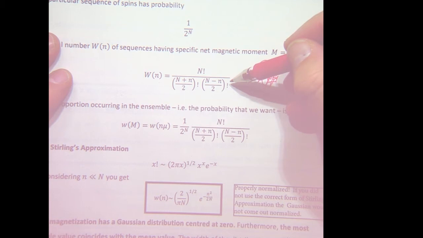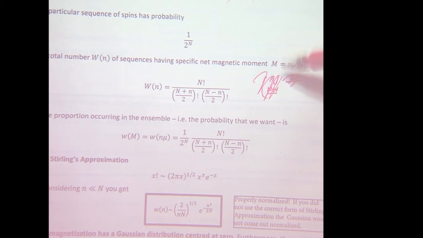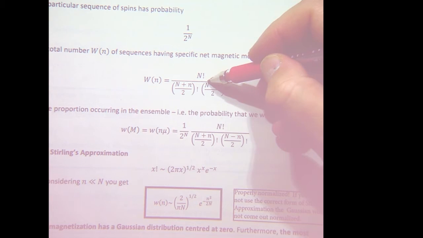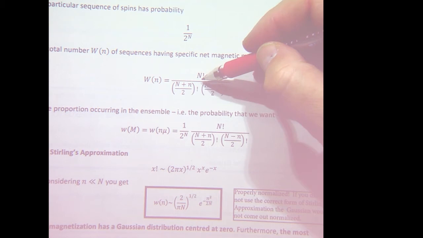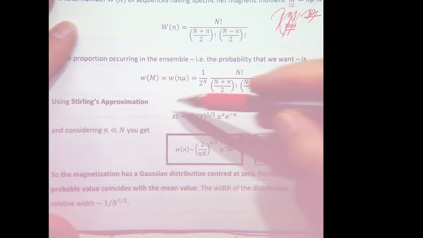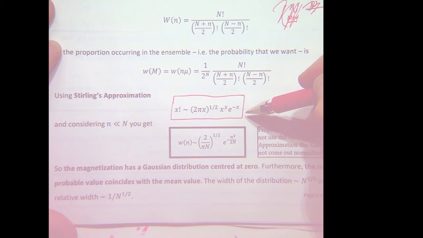So even though each sequence is equally probable, if you ask for a particular magnetic moment, suddenly many sequences can have the same magnetic moment. So the probability of having that magnetic moment is this multiplied by the probability of each sequence, because you've got that many sequences. So that's 1 over 2 to the N times this combinatorial factor. Now you use Stirling's approximation, and this is the real deal. It's got this 2 pi factor there.